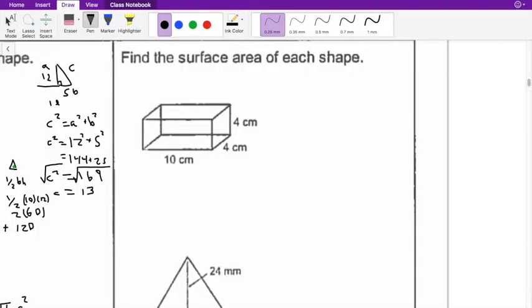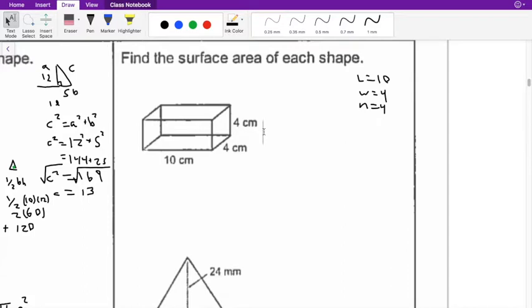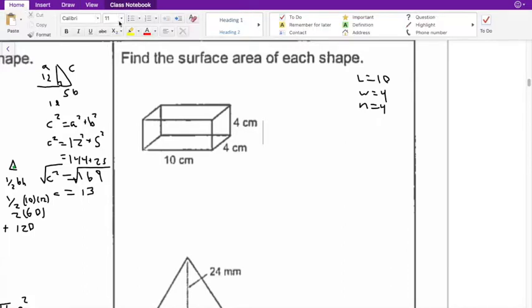Okay, so if we take a look at this first one, we have, if we take a look at the measurements here, our length is going to equal 10, our width is going to equal 4, and our height is going to equal 4. All right. I'm going to type this in so it might be a little bit simpler.